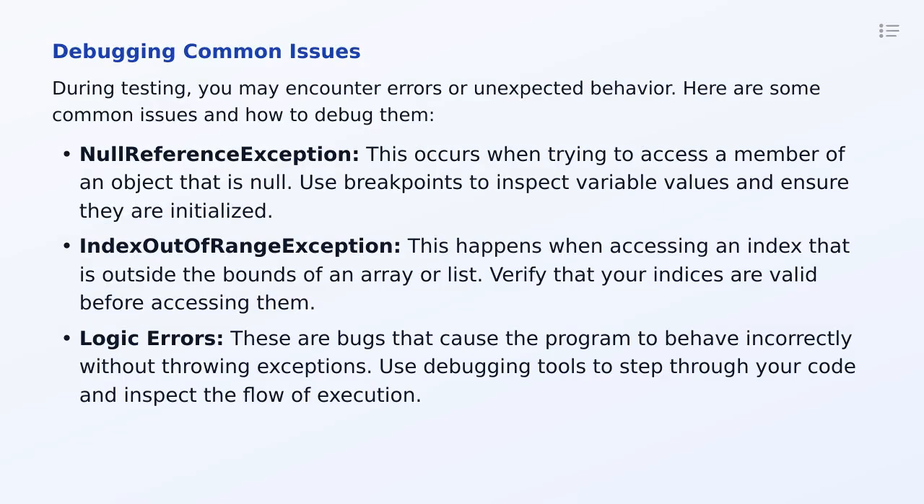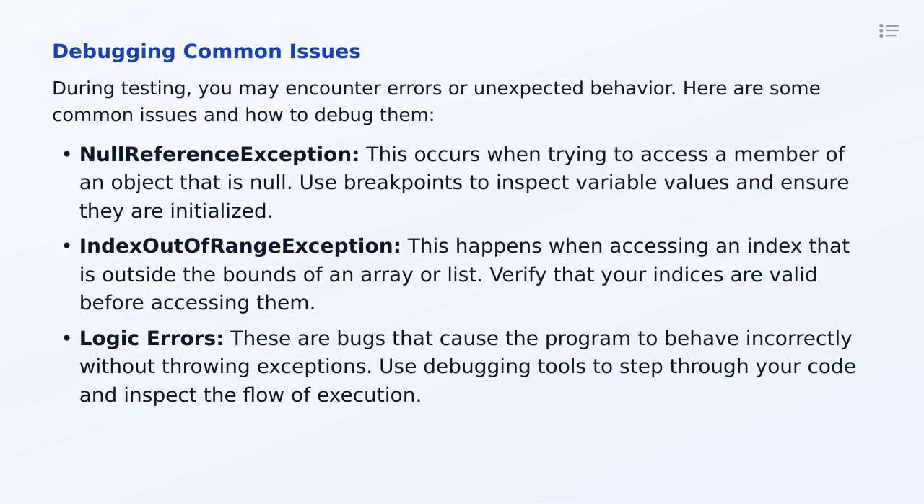Debugging common issues. Let's dig in. During testing, you may encounter errors or unexpected behavior. Here are some common issues and how to debug them. First, null reference exception. This occurs when trying to access a member of an object that's null. Use breakpoints to inspect variable values and ensure they're initialized.